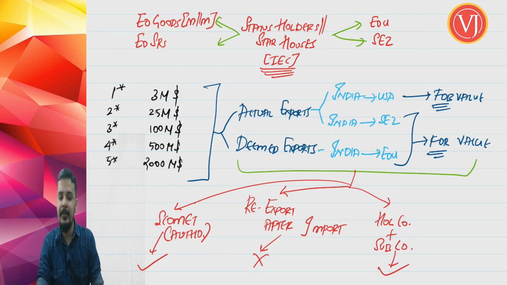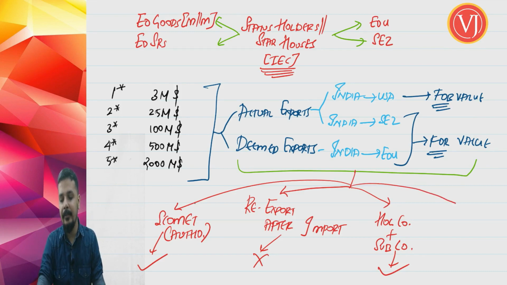Say the holding company's export performance is 20 million USD and the subsidiary company's export performance is 10 million USD. They can go for 2 stars, right? Why? Holding company is 20 million USD and subsidiary company is 10 million USD. So if they apply individually, they'll get only the 1 star category. Now if they club, it is 30 million US dollars. Both of them can apply together for 2 stars. So this clubbing will be allowed.